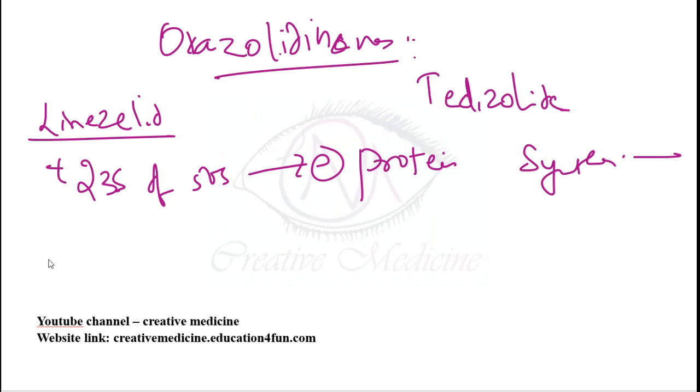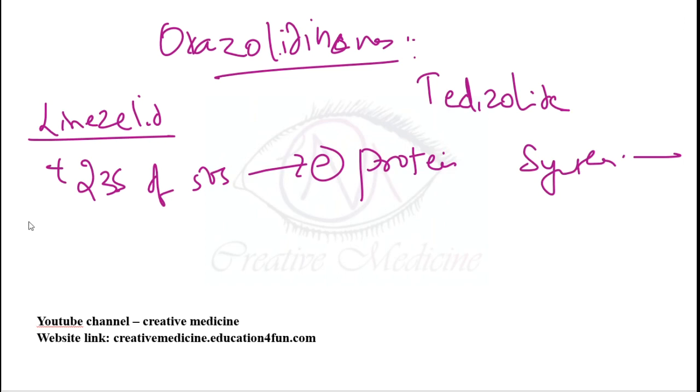So what are the uses? Oxazolidinones like linezolid and tedizolid can be used in gram-positive bacteria like VRSA and MRSA. They can be used in MDR TB, Nocardia, hospital-acquired pneumonia, or community-acquired pneumonia.